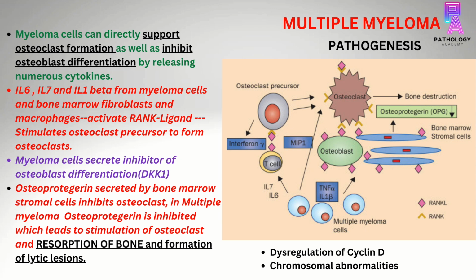Myeloma cells also secrete inhibitors of osteoblast differentiation, such as DKK1. Osteoprotegerin secreted by the bone marrow stromal cells inhibits osteoclasts. In multiple myeloma, osteoprotegerin is inhibited, which leads to stimulation of osteoclasts, resorption of bone, and formation of lytic lesions. Dysregulation of cyclin D, chromosomal abnormalities, etc., thus cause promotion of osteoclast formation and inhibition of osteoblast differentiation, and lead to the resorption of bone in multiple myeloma.